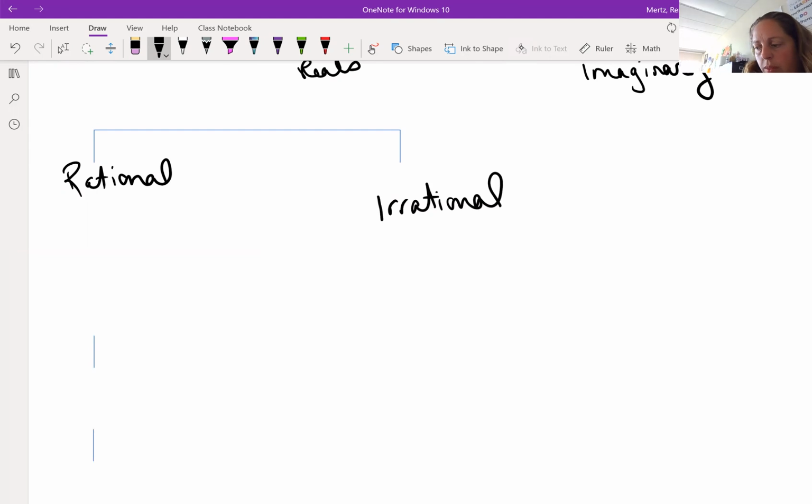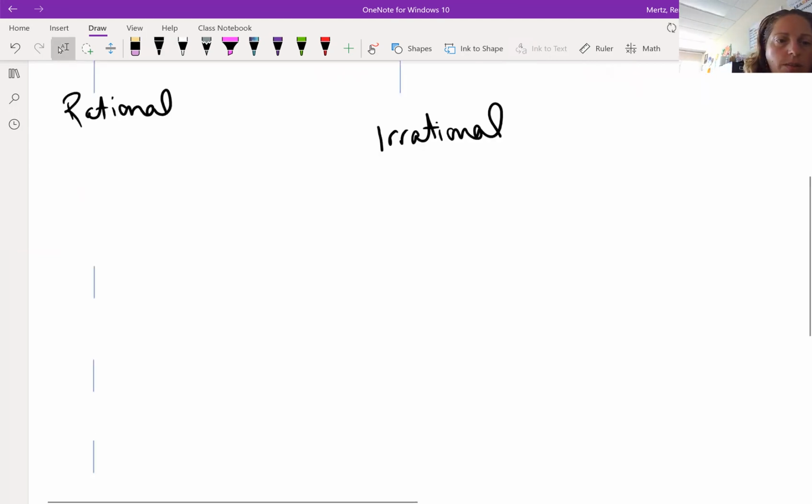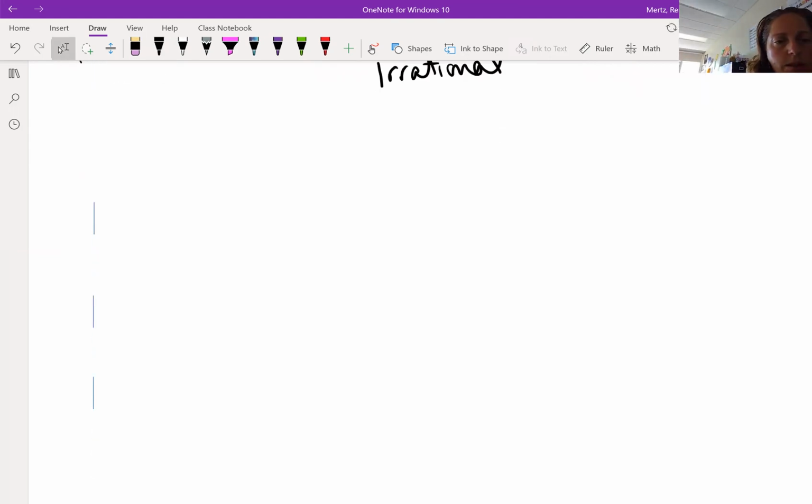Under rational, we have a few categories. So the first subset of rational numbers is going to be integers, then whole numbers, and then counting numbers.